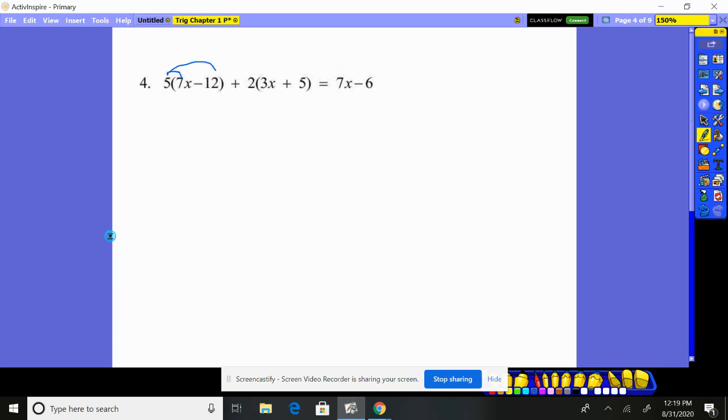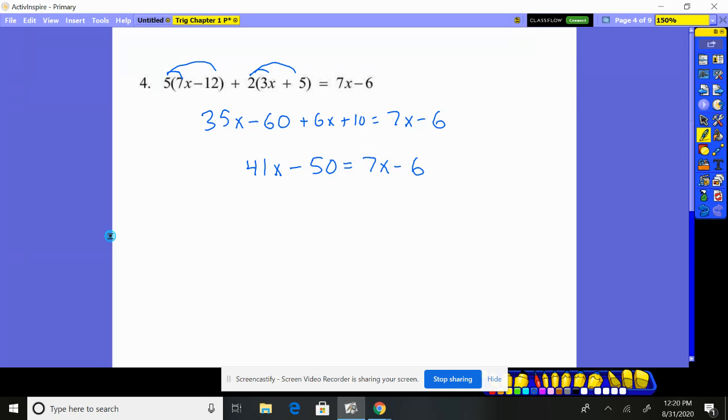And here for our final problem, we're going to do as typical, distribute through. Distribute the 5 through, distribute the 2 through, and then get all variables on one side, all numbers on the other. So we're going to get 35x. 5 times 12 is 60. 2 times 3x is 6x. 2 times the 5 is 10. Put together on the left side, 35x and 6x is what? 41x's. Lose 60, gain 10, you've lost 50.